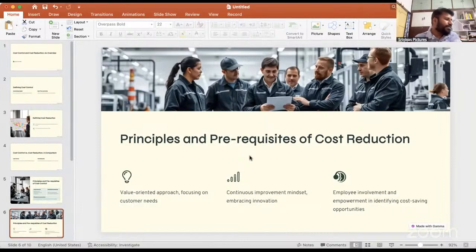Principles and prerequisites of cost reduction. So here, a value-oriented approach is there. It is going to be focusing on the customer needs first, continuous improvement, a mindset of embracing innovation, and employee involvement and empowerment to identify cost savings. So these all are principles and prerequisites of cost reductions.